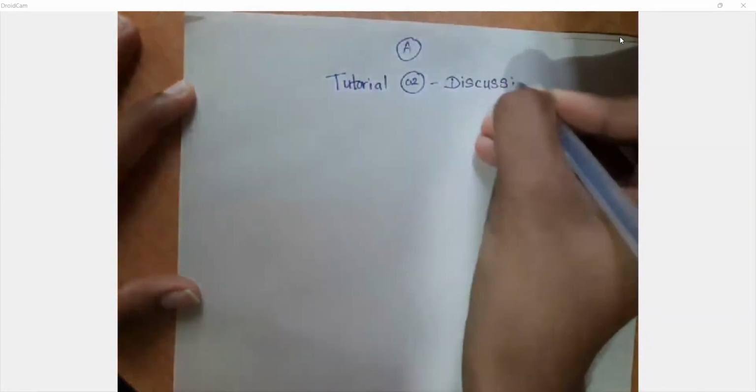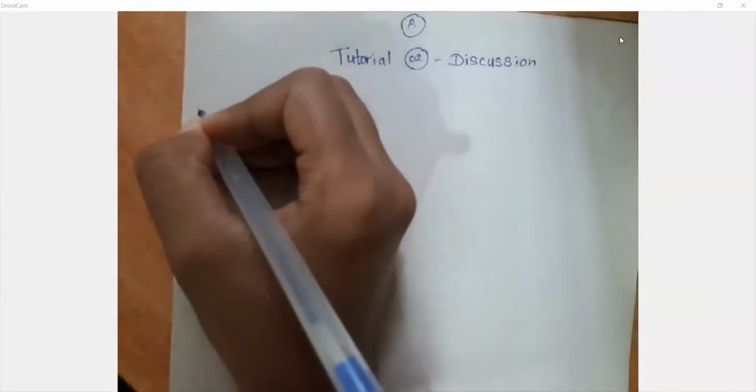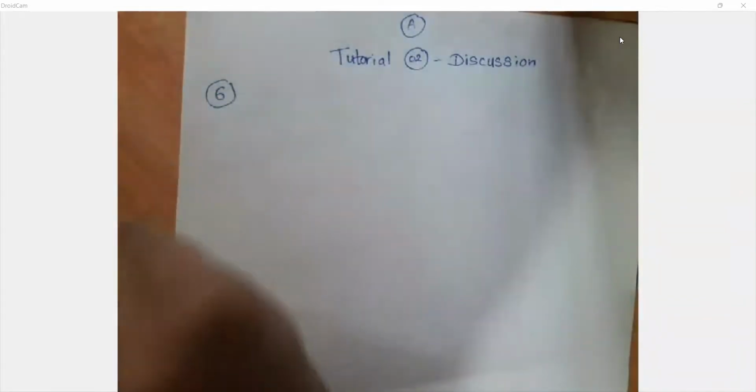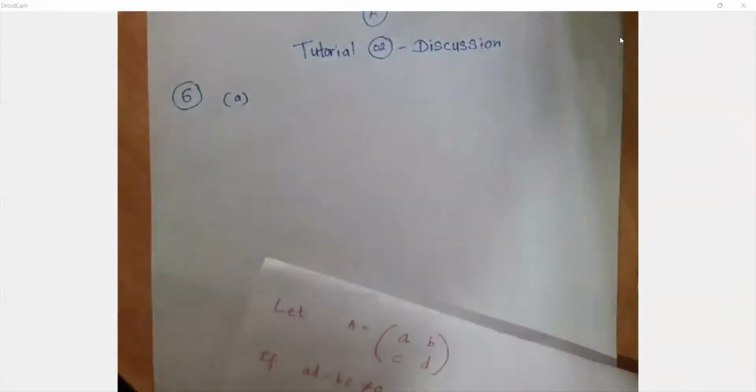Now take question number 6 in tutorial 2 and we shall continue. In question number 6, we have 3 matrices A, B, C. If you can't see the screen clearly, let me know. Then first we have to find A inverse, B inverse and C inverse.